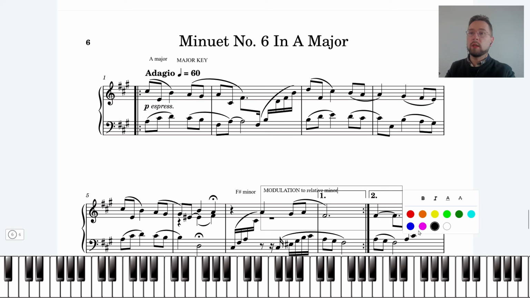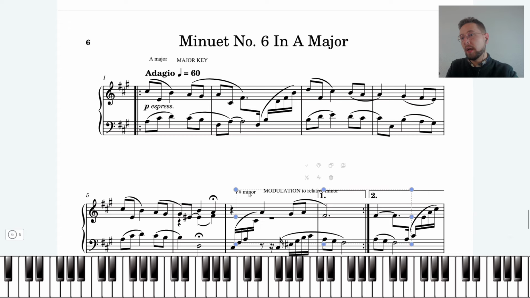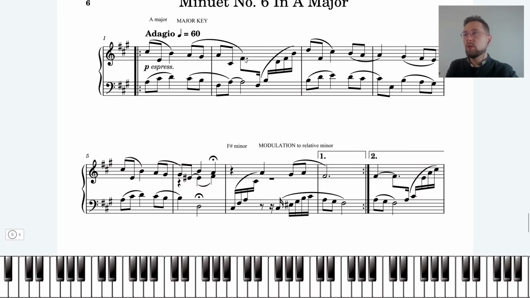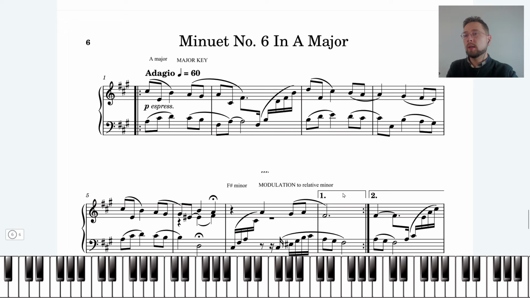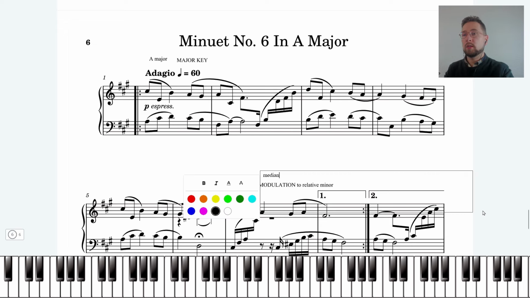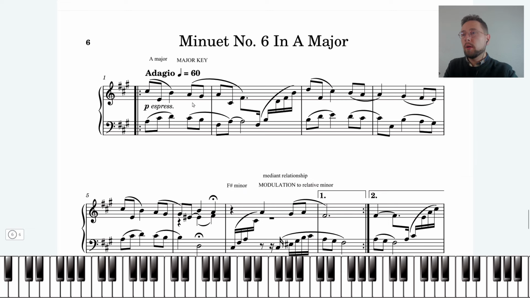In all of the previous minuets, when we had a major key, the modulation was happening to the dominant key, or we were just staying on the same tonic. So this is quite a new change. It's a more romantic relationship because you have a mediant relationship between the keys. Now, the melody as such is much more expressive.